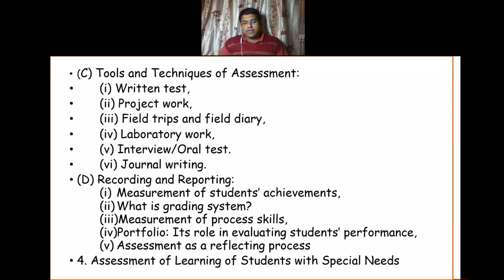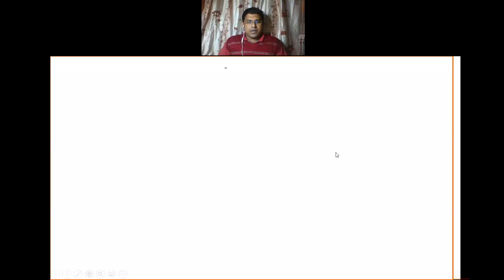And the last subunit is assessment of learning for students with special needs. So these are the main subunits of tools and techniques of assessment of learning in pedagogy of mathematics. This is the entire 10th unit. So now we will discuss them independently.